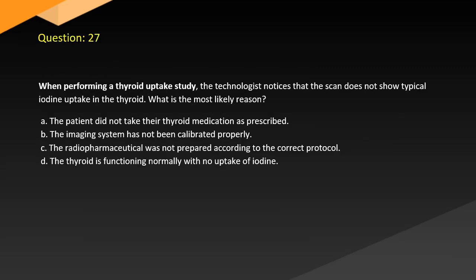Question 27. When performing a thyroid uptake study, the technologist notices that the scan does not show typical iodine uptake in the thyroid. What is the most likely reason? A. The patient did not take their thyroid medication as prescribed. B. The imaging system has not been calibrated properly. C. The radiopharmaceutical was not prepared according to the correct protocol. D. The thyroid is functioning normally with no uptake of iodine.